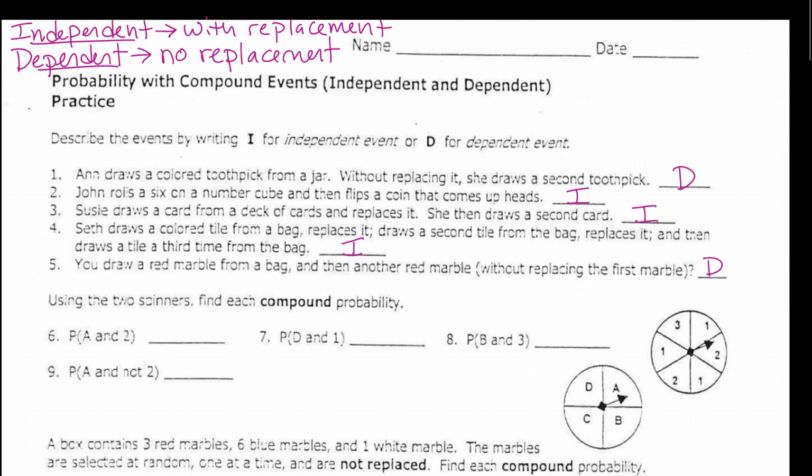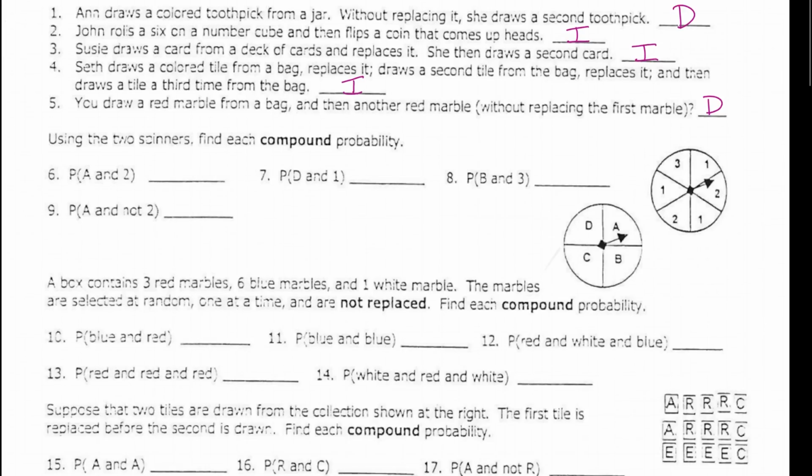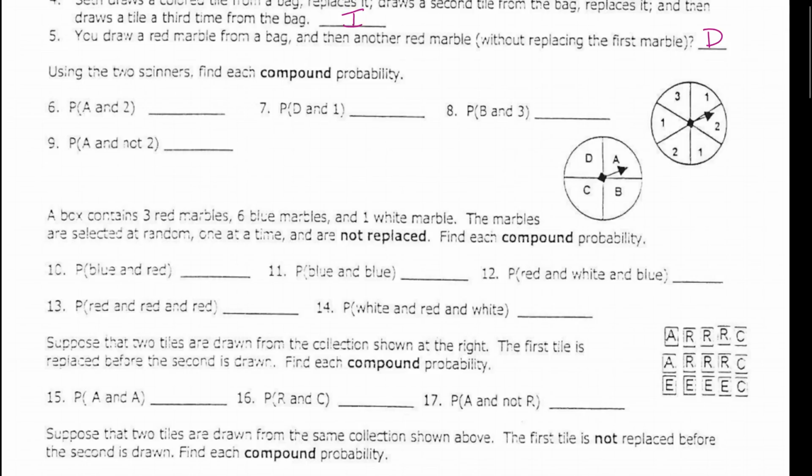Now, the only reason you need to differentiate between independent and dependent is because when you are dealing with multiple events and it is dependent, each time you're finding the probability, what's going to happen to the total? If I don't replace something, what will happen to the total? It goes down each time. Good. So let's try to practice finding compound probability, remembering about independent and dependent.